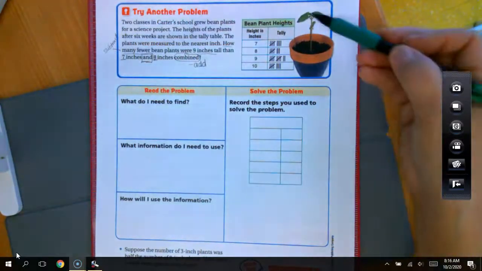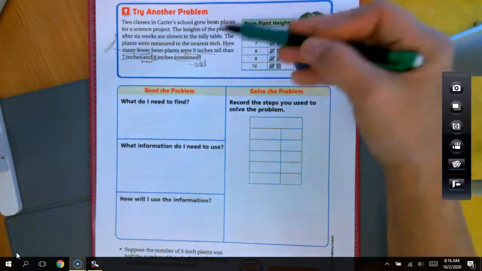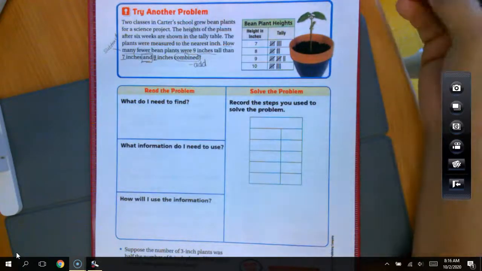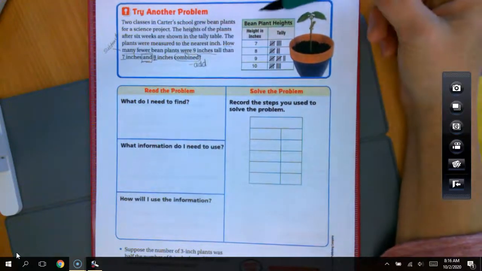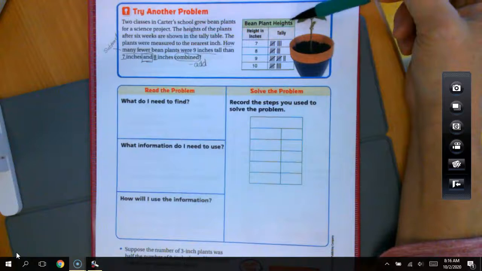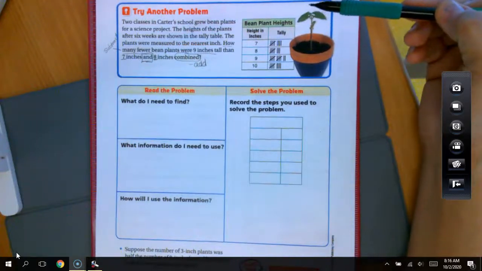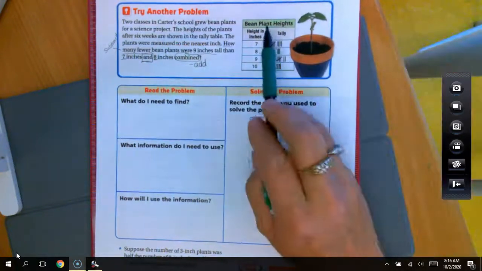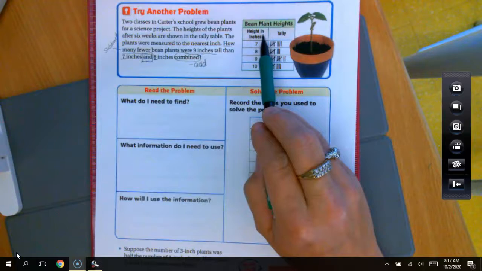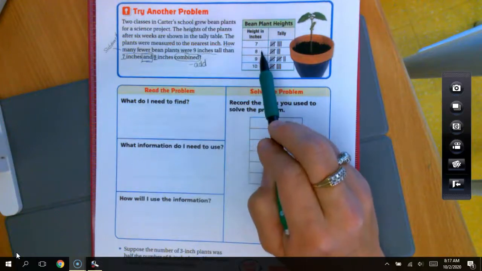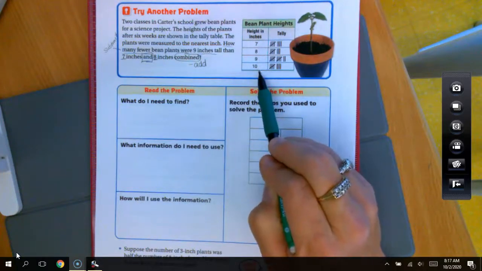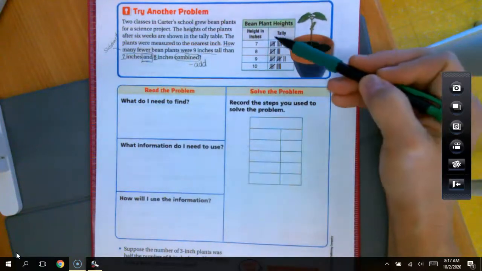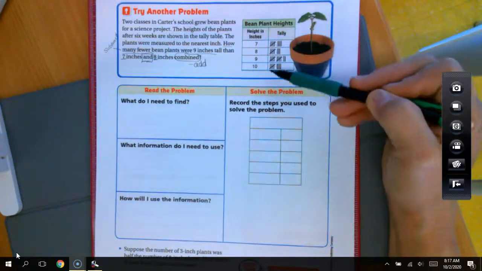So, let's look at our tally table. Let's just study our tally table. In the question, it talked about bean plant heights. It said that it measured the bean plants in inches. That's why it says height in inches. I have 7, 8, 9, and 10. And then over here, I have my tally table.